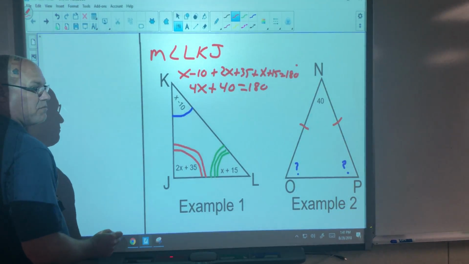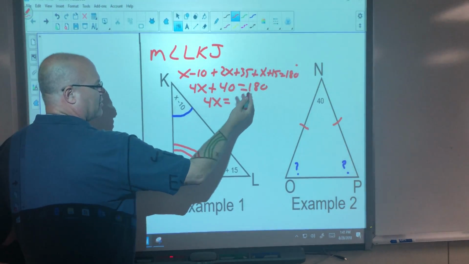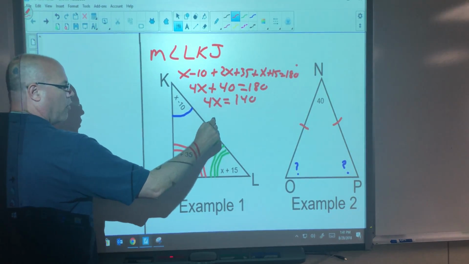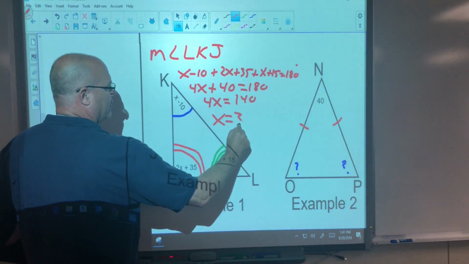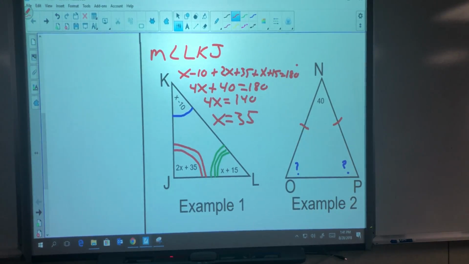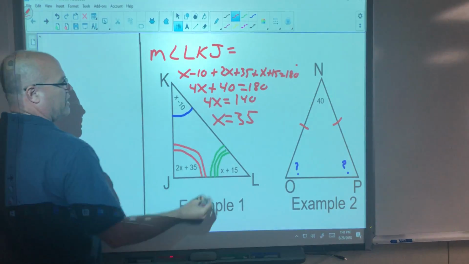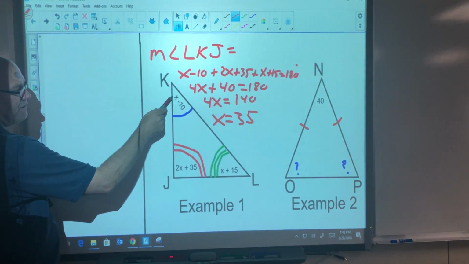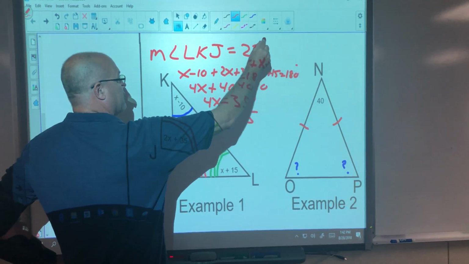Now we'll subtract 40 from both sides, the subtraction property of equality, and we get 4x equals 140. Divide both sides by 4, division property of equality, and we're going to get x equals 35. All right, so to answer our question now, the measure of angle LKJ, how do we figure that out? We take 35, substitute for x, so we're going to go 35 minus 10, and our answer is 25 degrees.